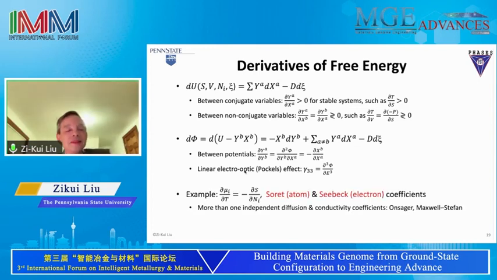And now, this is a very important concept which I have figured out in the last few years: what do you think about the chemical potential derivative with respect to temperature? It turned out it is the Soret effect. If this is electron, it's the Seebeck coefficient. So that means those coefficients people thought were kinetic before actually are second derivatives of the free energy. And it basically means that this equation by Onsager and Maxwell-Stefan about more than one independent diffusion coefficient or conductive coefficient actually is incorrect.